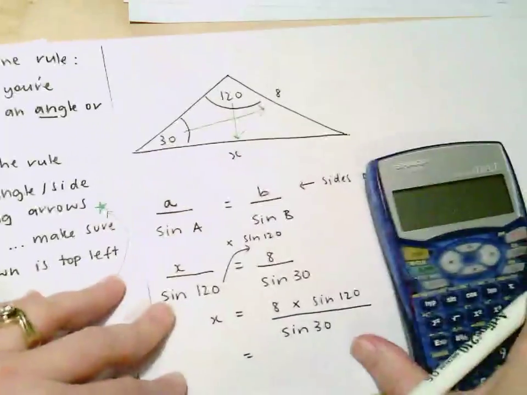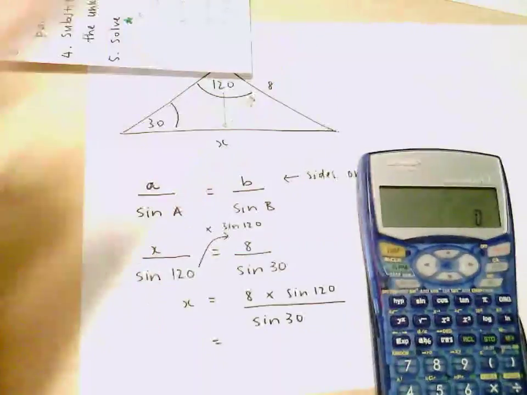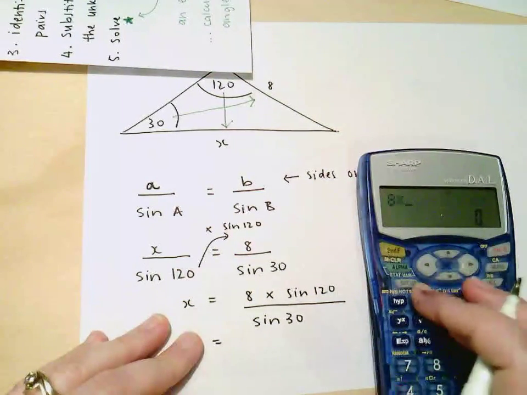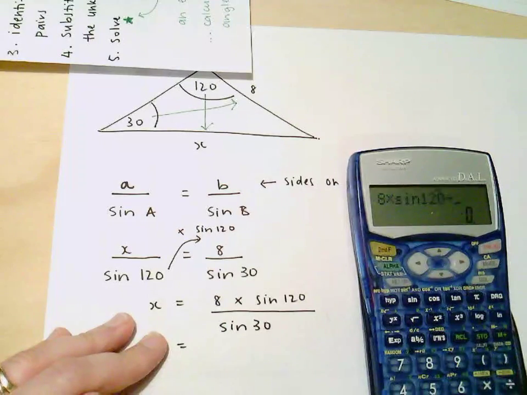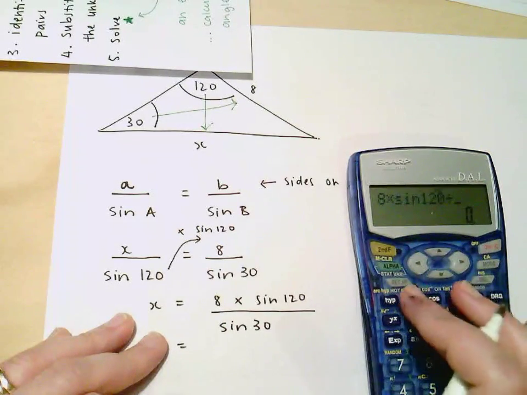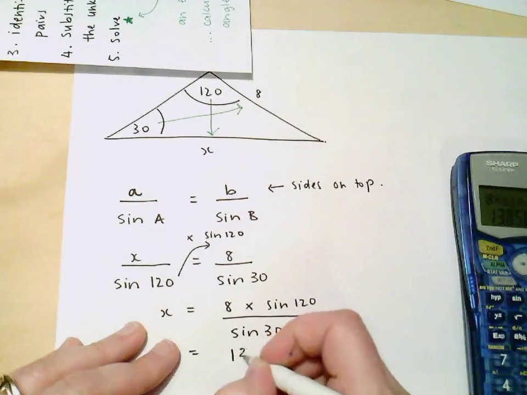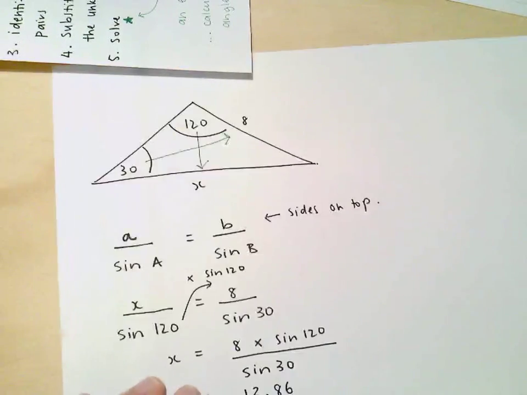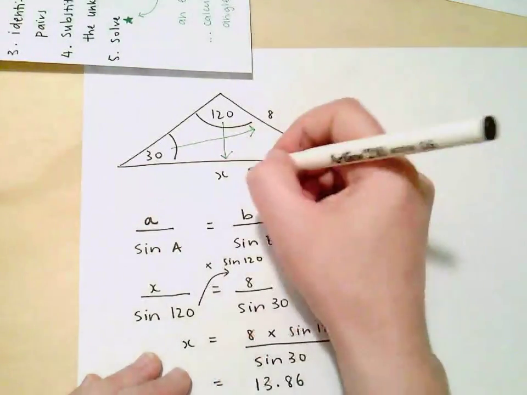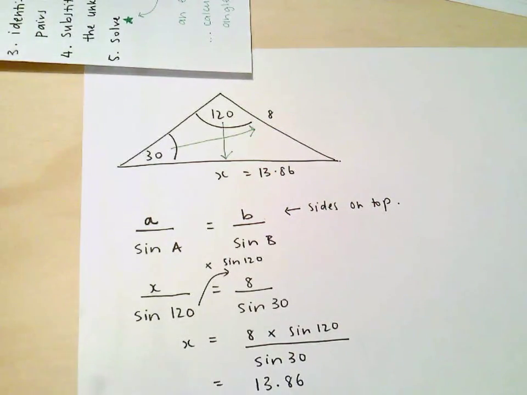So I'll plug that into my calculator. There we go. 8 times sine 120 divided by, and if you guys have got your fraction button, you'll do all of that, sine 30 gives me 13.86. So this tells me that in this triangle, x is actually 13.86. Okay? Let's have a look at a second example and we'll go through the steps again.